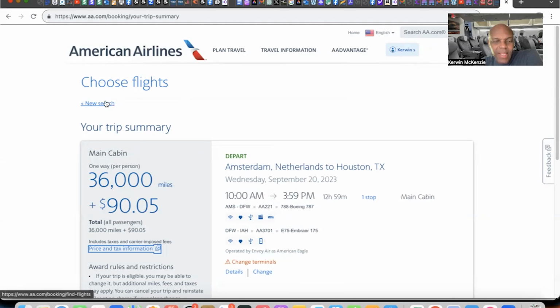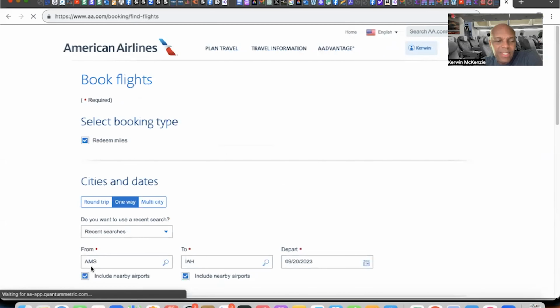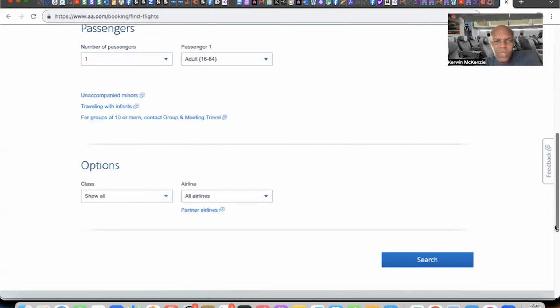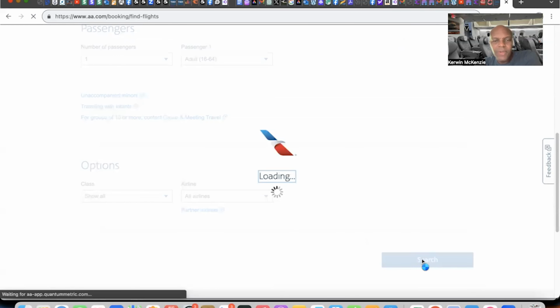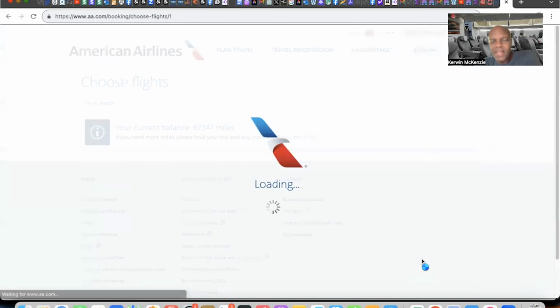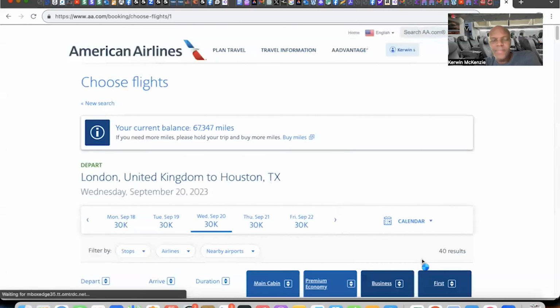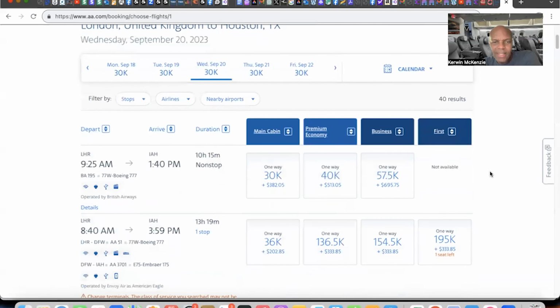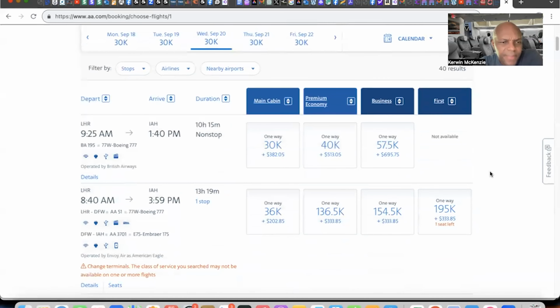All right, so let's go back again. And now we're going to do London. And let's see what we get for London. London Heathrow. So this should give us British Airways flights as well as, because I say all airlines, it should give me both British Airways flights, Iberia flights, and American Airlines flight. And everything is 30,000. So that's the BA flight, 30,000.